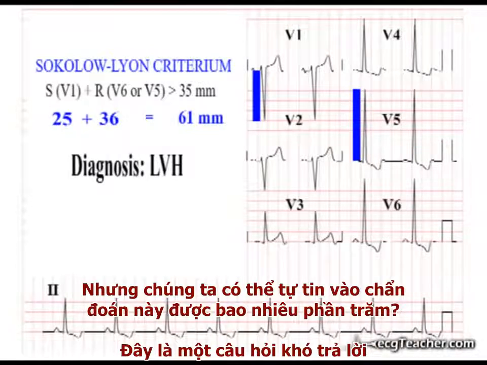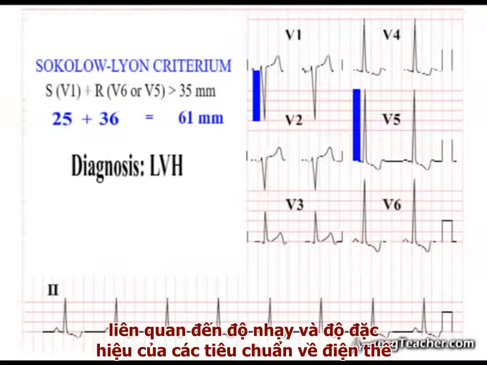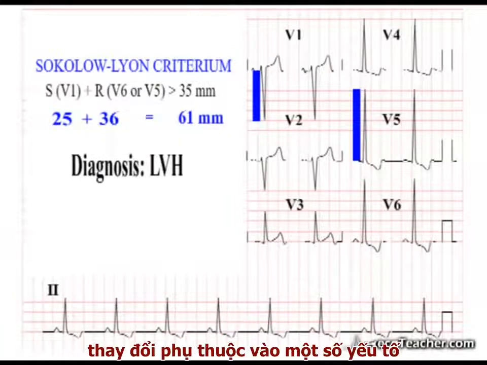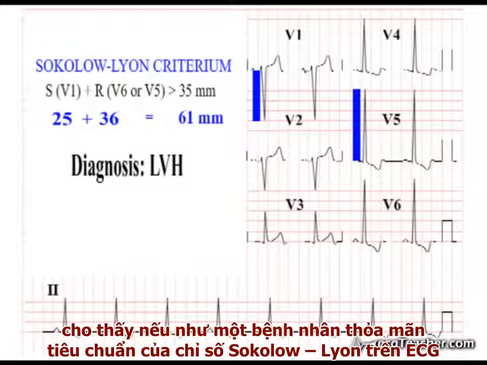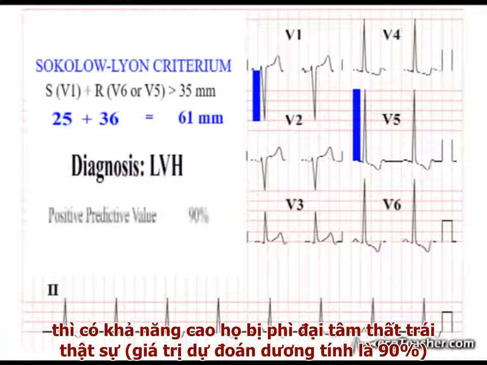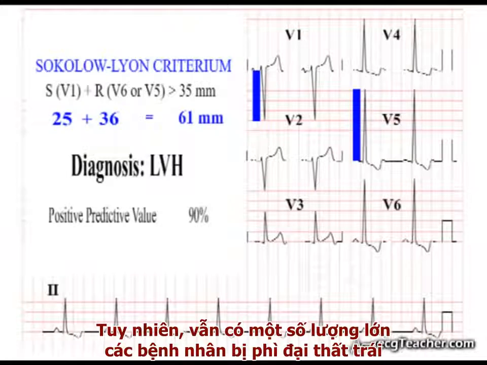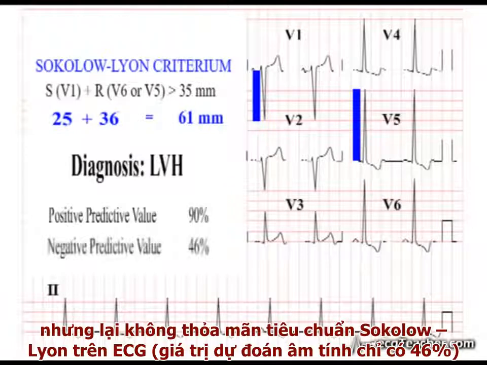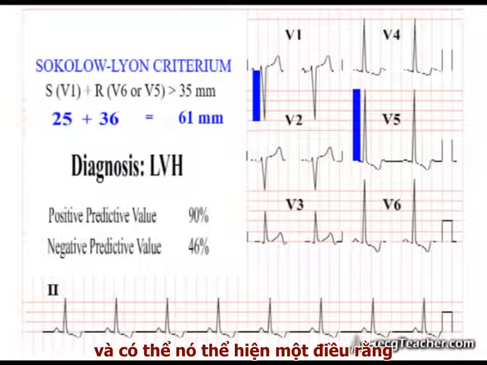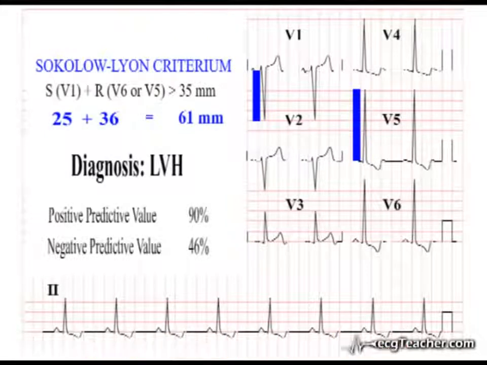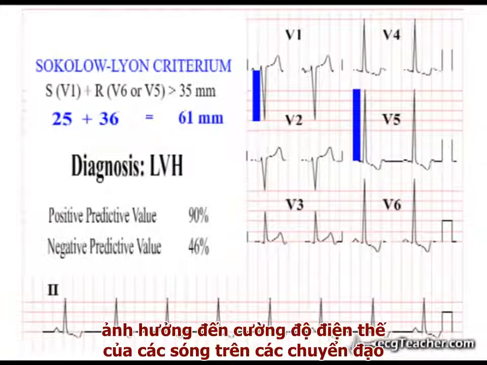This is a difficult question to answer, as the results of studies on the specificity and sensitivity of voltage criteria vary depending on several factors. Cardiac MRI data from a cohort of patients with aortic stenosis suggests that if a subject meets the Sokolow-Lyon criterion on their ECG, they have a high probability of underlying LVH on scanning. However, a high proportion of individuals with underlying LVH do not meet the criterion on their ECG. This pattern is observed with all voltage criteria and probably reflects the fact that factors other than muscle mass influence the amplitude of deflections in the leads.